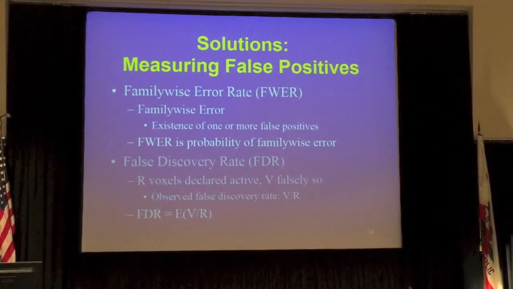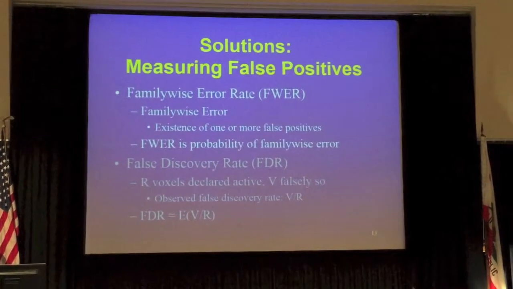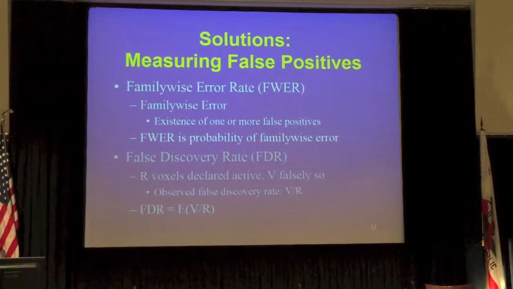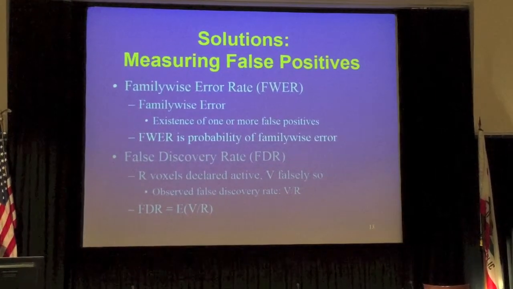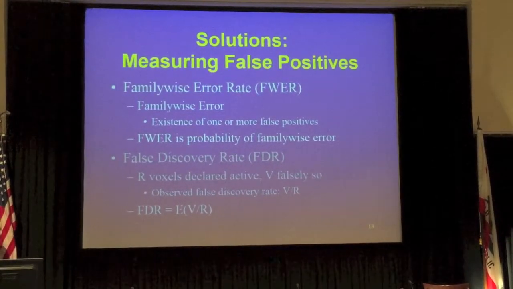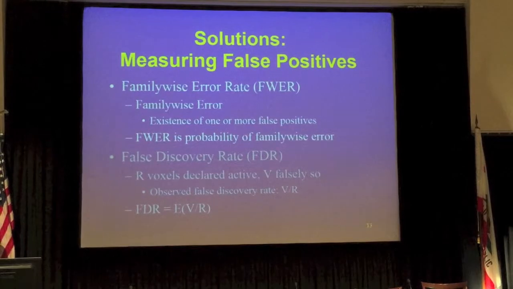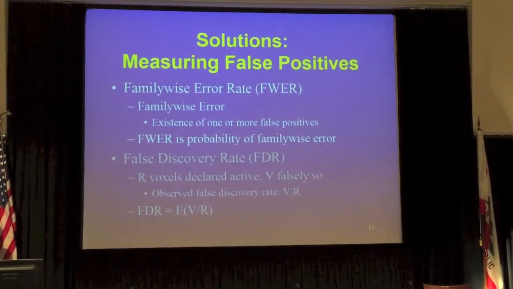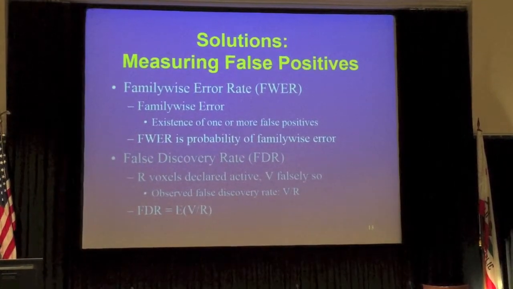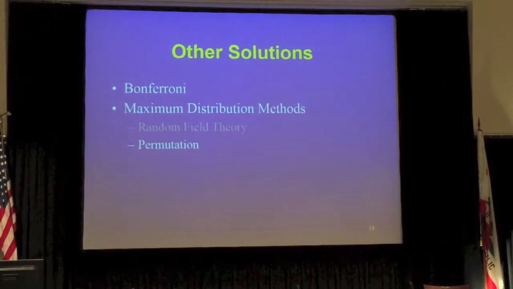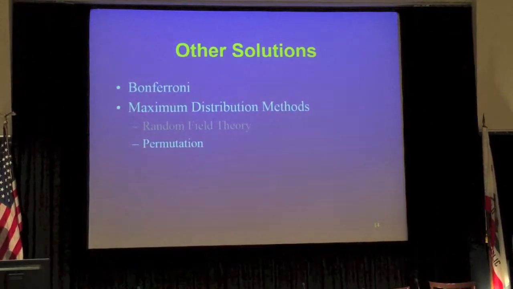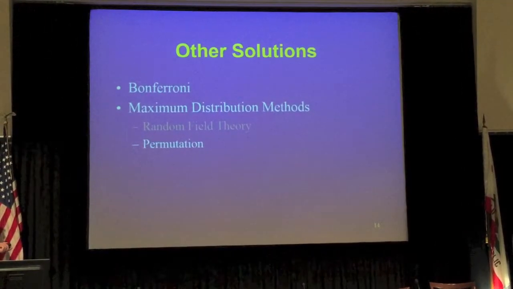So that problem is not endemic to neuroimaging. It's basically the problem of false positives. And there are several ways to address it. One of them is the family-wise error rate, which is basically the existence of one or more false positives. And you can define the probability of that false positive error. And another way is false discovery rate, which I'll address later. And there are, of course, other solutions, such as using a full Bonferroni setup and some other maximum distribution methods, such as random field theory and permutations.